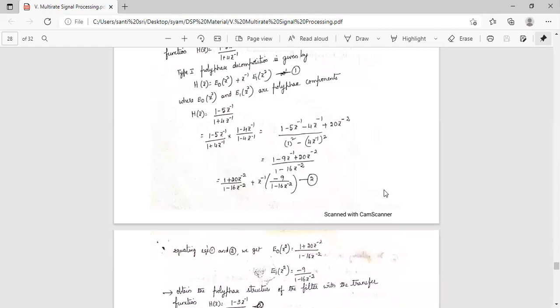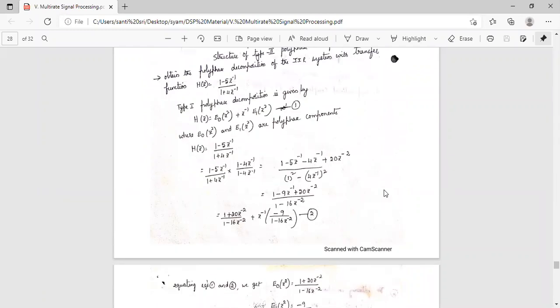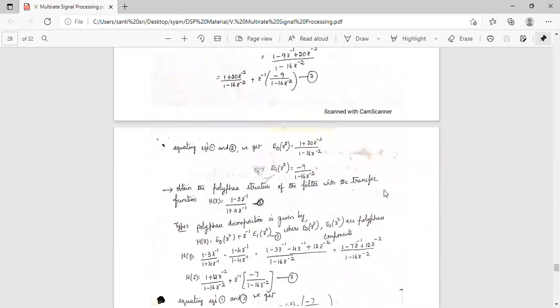By comparing or equating equations 1 and 2, we get E0(z²) equal to (1 + 20z^-2) / (1 - 16z^-2) and E1(z²) equal to -9 / (1 - 16z^-2). This is the polyphase decomposition. Obtain the polyphase decomposition of the IIR system with the given transfer function.